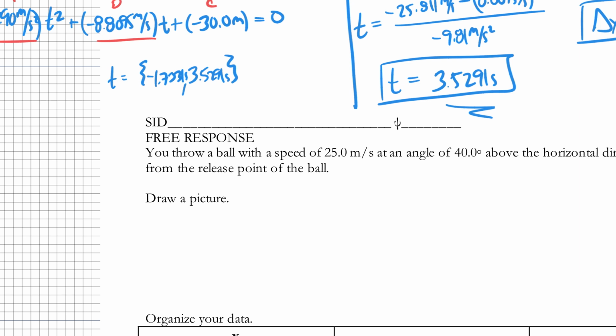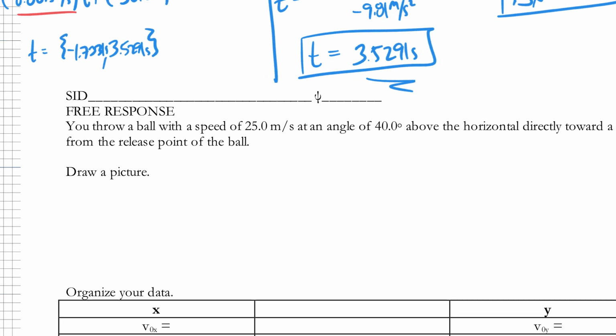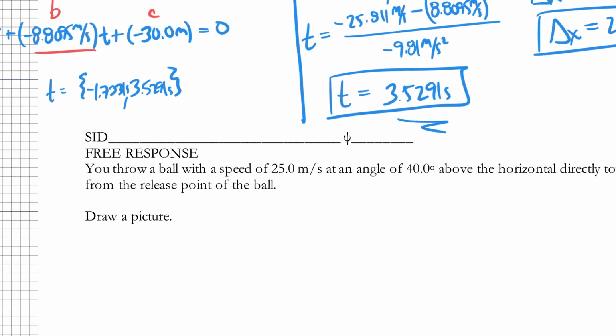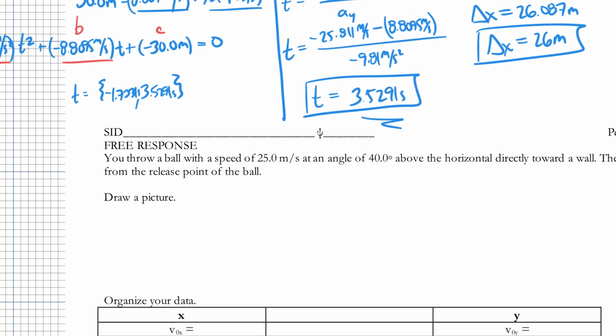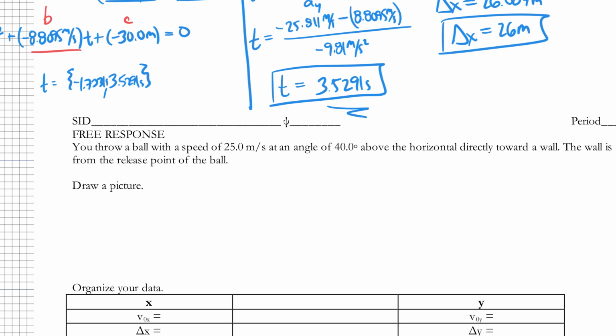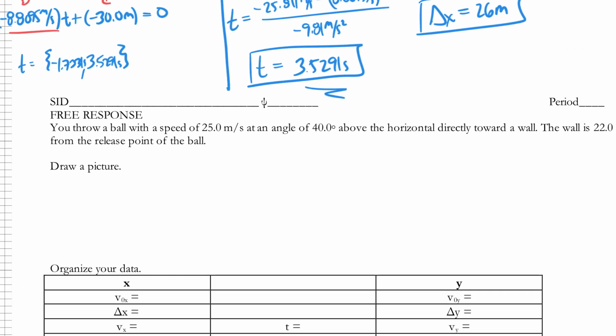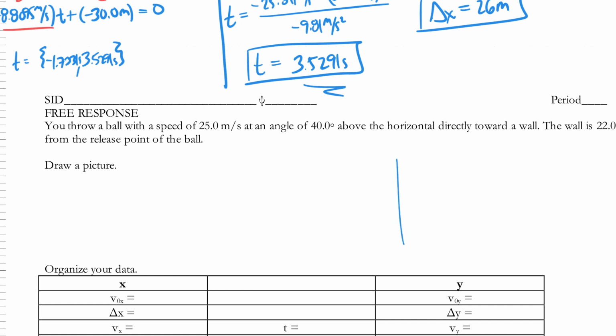Let's go on to test number 2. This was almost certainly just another section of the class. You throw a ball with a speed of 25 meters per second at an angle 40 degrees above the horizon directly towards a wall. We know where the wall is. Here we go, here's a wall, 22.0 meters away.